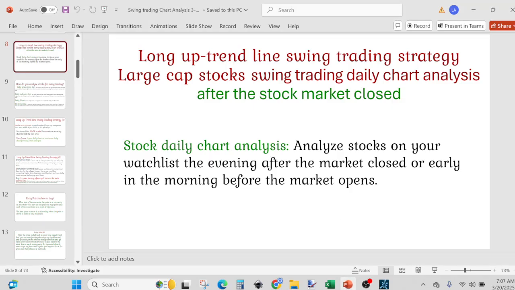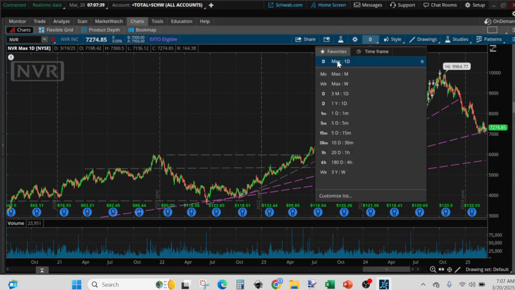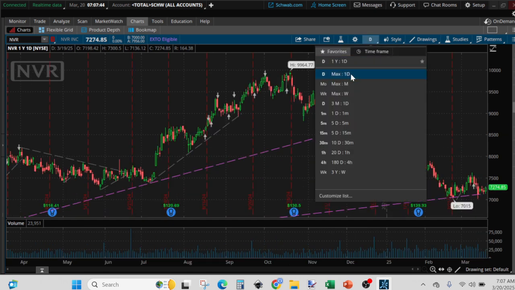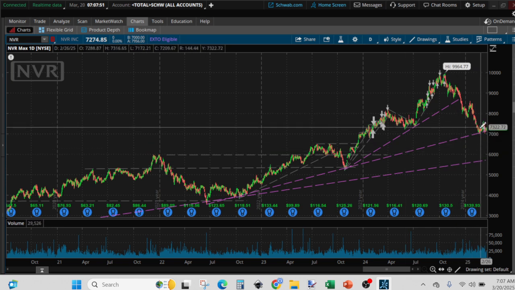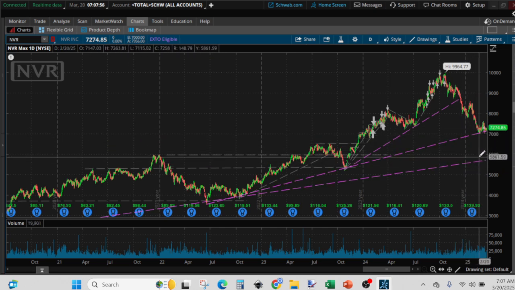Hello, how do you do your swing trading daily chart analysis of upward large cap stocks using long swing trading strategy? You can use maximum daily chart or 1 year daily chart. We are going to use maximum daily chart and we are going to compare where the price is to where we want to buy, which is the support line that we highlighted in purple. I like to call it the uptrend line.